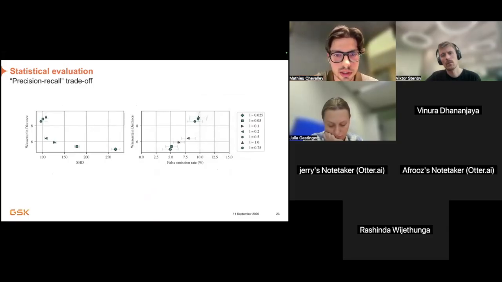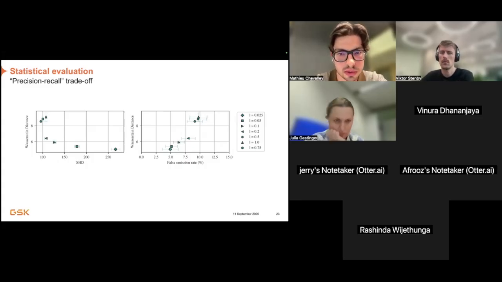This is on simulated data to show this trade-off between the two metrics. It's a precision-recall trade-off. Of course, if you predict very few interactions you are very sure about, you may miss a lot of existing other interactions. But if you predict too much, you are probably including non-existing interactions.